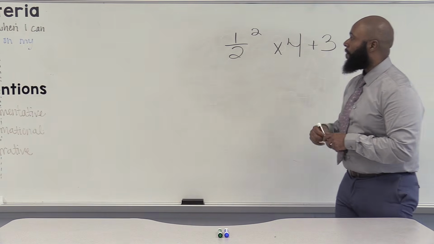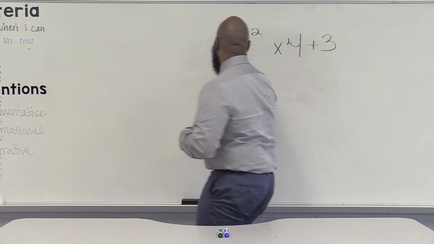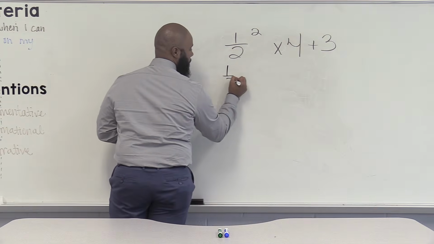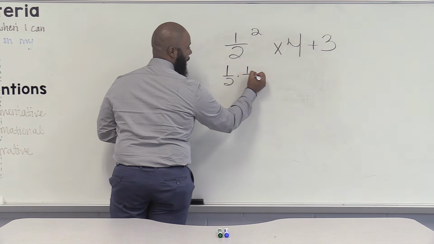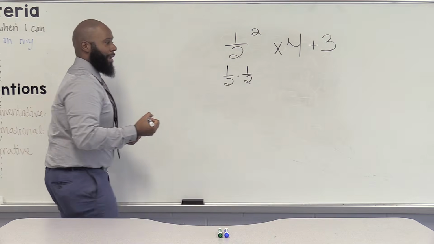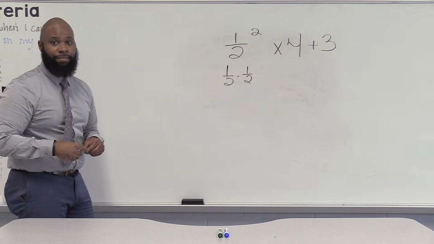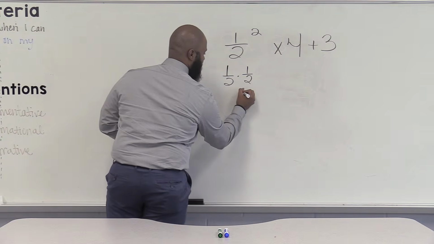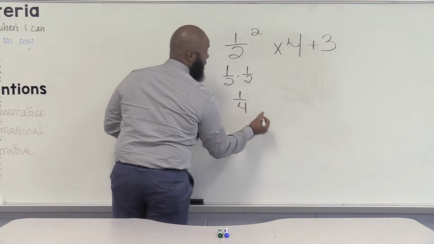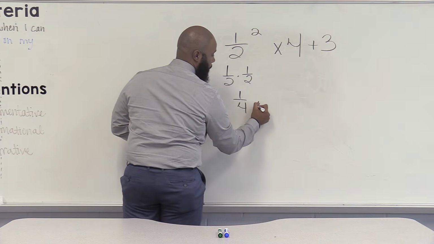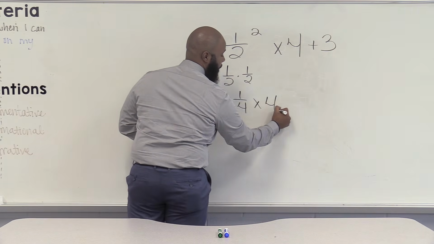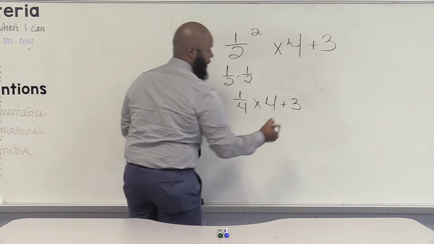So 1/2 squared is going to give me 1/2 times 1/2. 1/2 times 1/2 is going to give me what? It's going to give me 1/4. So now I can bring everything else down. 1/4 times 4 plus 3.